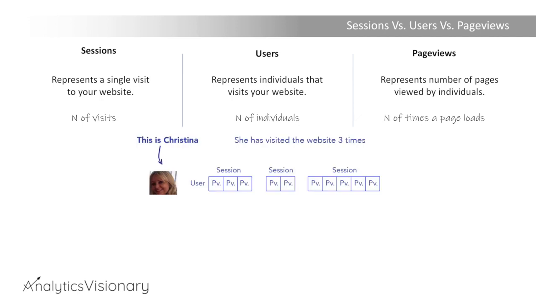So this is Christina. She has visited the website 3 times. Let's take a look at the first session, or visit. In one session, Christina, the user, has viewed 3 pages. Okay, and then Christina came back. In the second session, or visit, she saw 2 pages, or 1 page that she loaded twice. And then in the third visit, the third session, Christina was more engaged and she saw 5 pages.